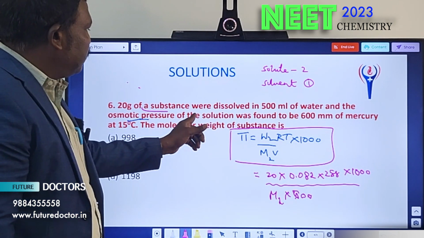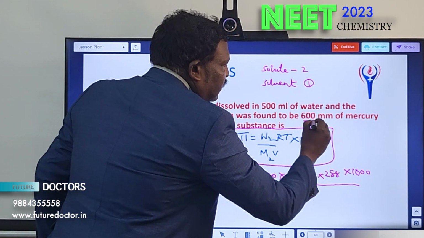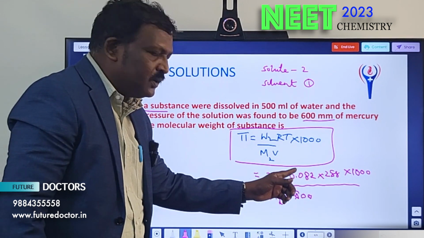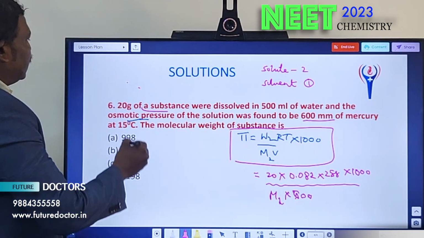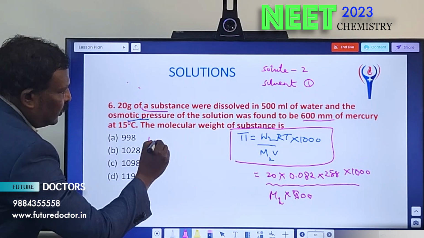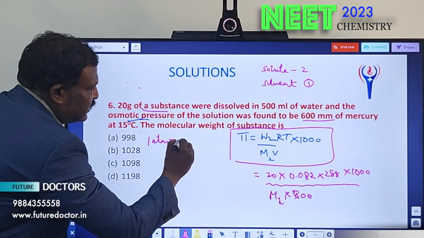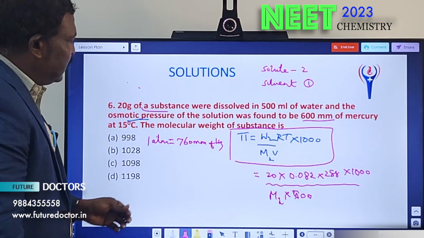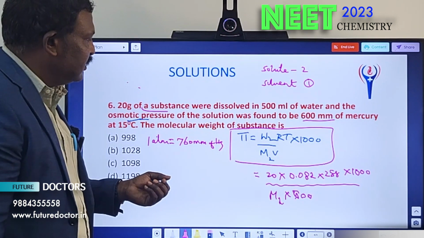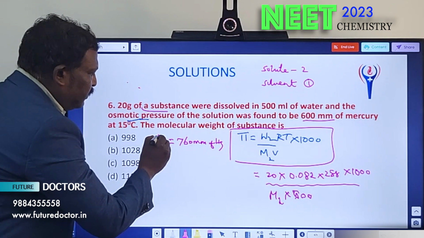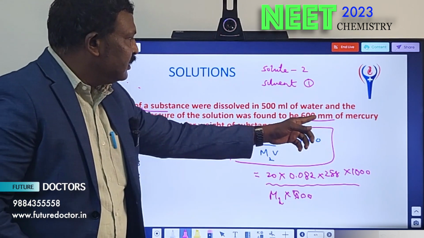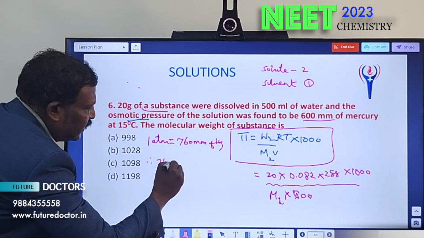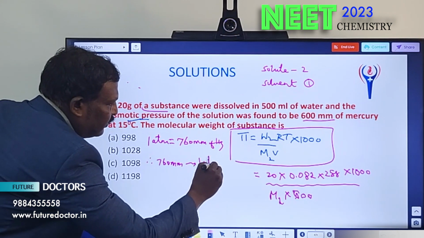The osmotic pressure of the solution is 600 millimeter of mercury. But here R is in liter atmosphere, so pressure is in atmosphere, while this is in millimeter of mercury. We know that one atmosphere is equal to 760 millimeter of mercury. We have pressure in atmosphere, millimeter of mercury, bar, so many units are there. Or we can write in reverse order: 760 millimeter of mercury is nothing but one atmosphere.